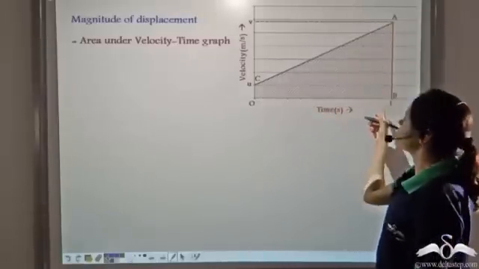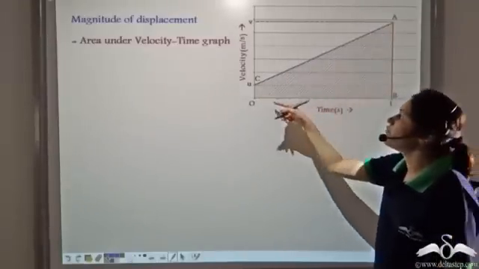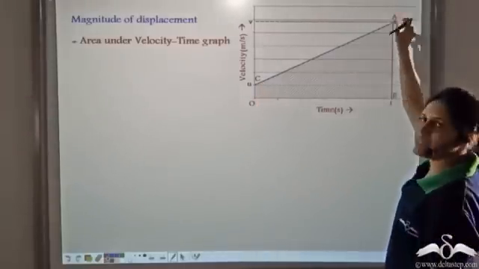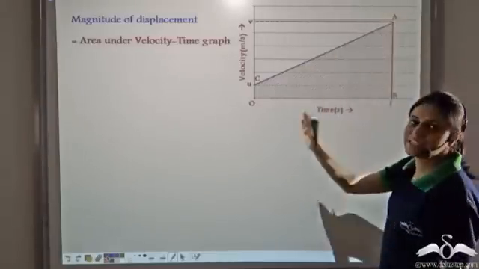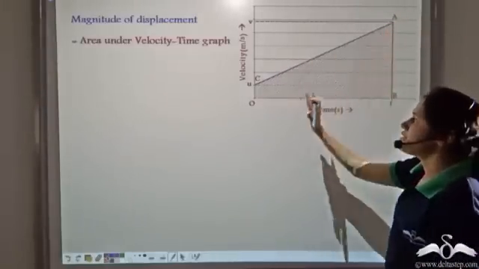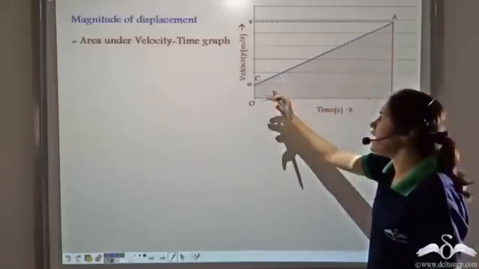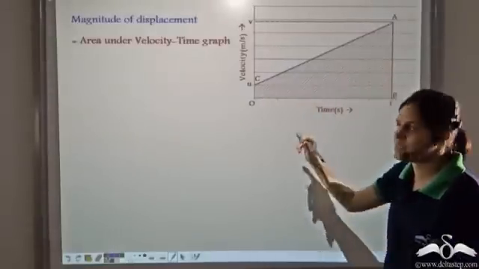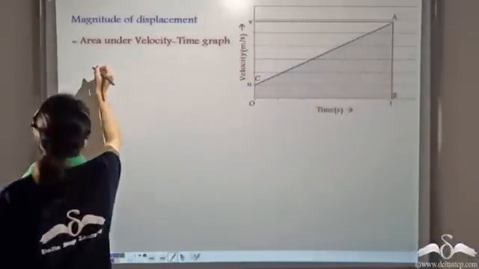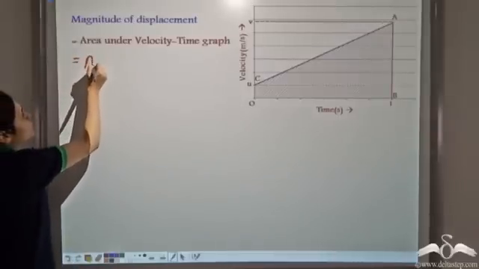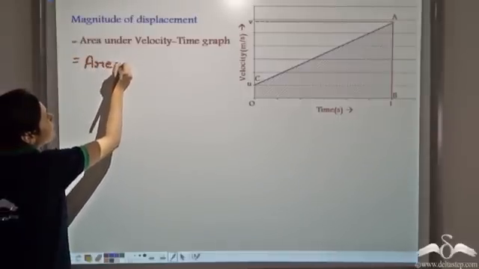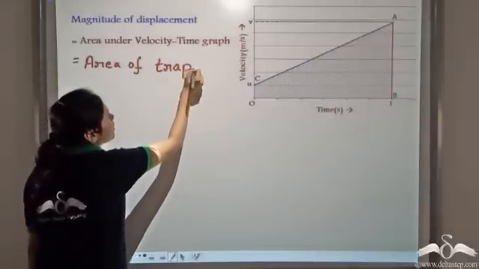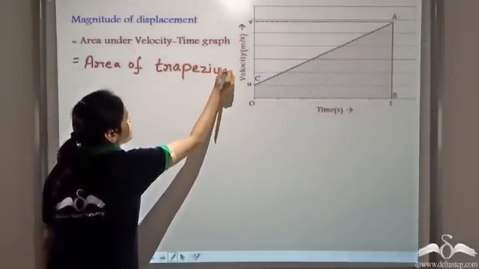Now this is the area of region OCAB. And what is OCAB? OC is parallel to BA. So two sides are parallel, and since we have two sides as parallel and this is a quadrilateral, hence OCAB is a trapezium. So area under the velocity time graph is equal to area of trapezium OCAB.